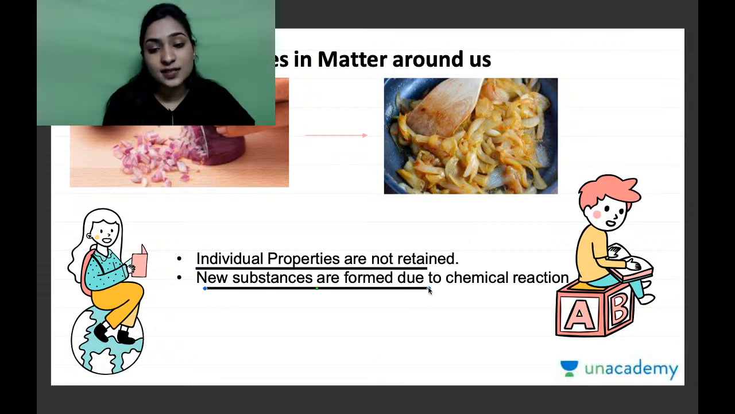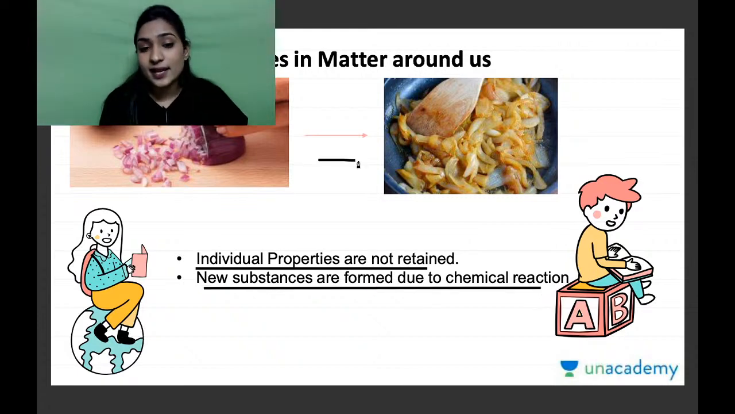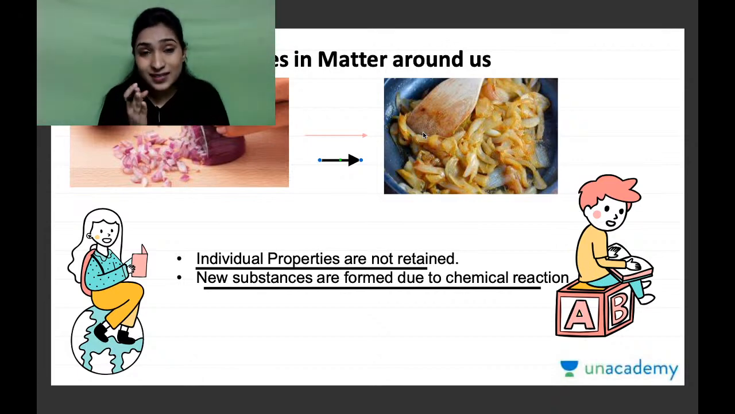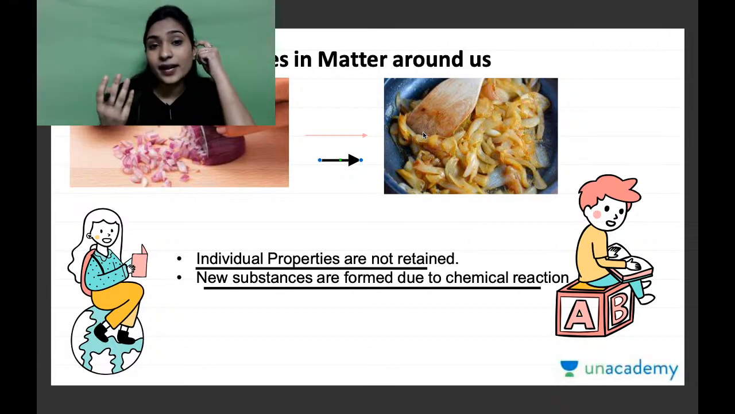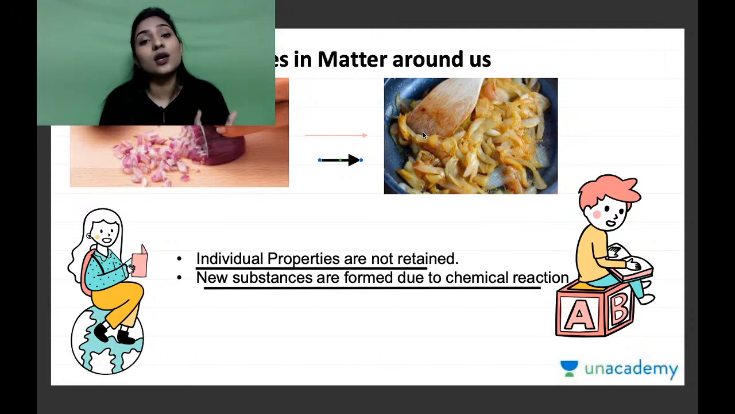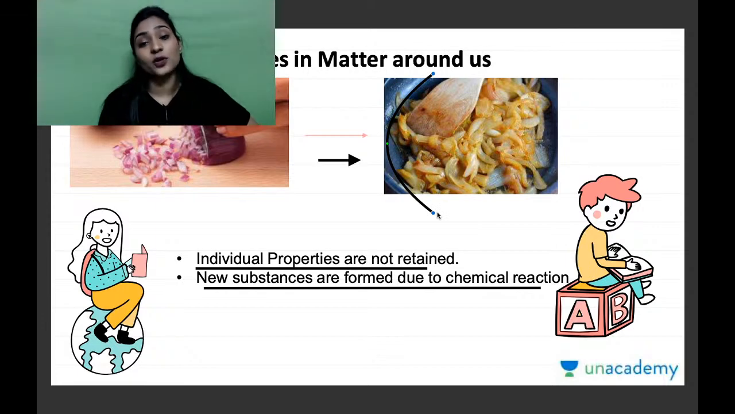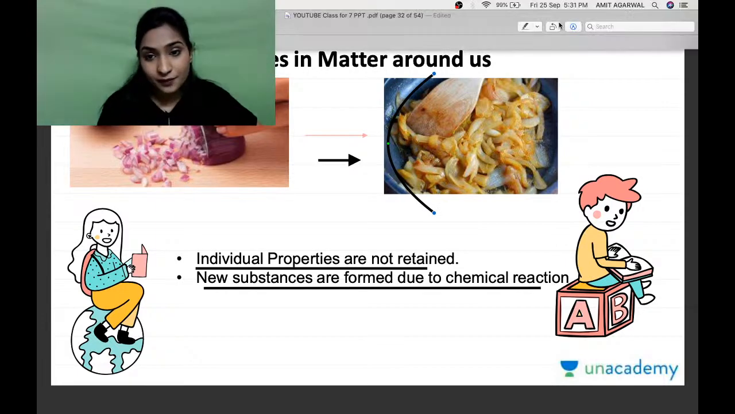New substances are formed due to chemical reactions. ये एक नया सब्जी बना कि नहीं? This is a new substance. This is not the same raw onion, it is a new substance now. अच्छा, ये केमिकल रिएक्शन कहाँ से आया? हमने गैस पे इसको पकाया है. हम जब प्याज काट रहे थे, we did not use the gas, but when we actually cook the onion, we made the sabzi out of it, we actually use the gas stove, we use a lot of spices. तो हमने बहुत सारी चीज़ों को मिला के एक नया चीज़ बनाया, राइट. So we can say that this is a new substance that is formed due to chemical reactions. Perfect.